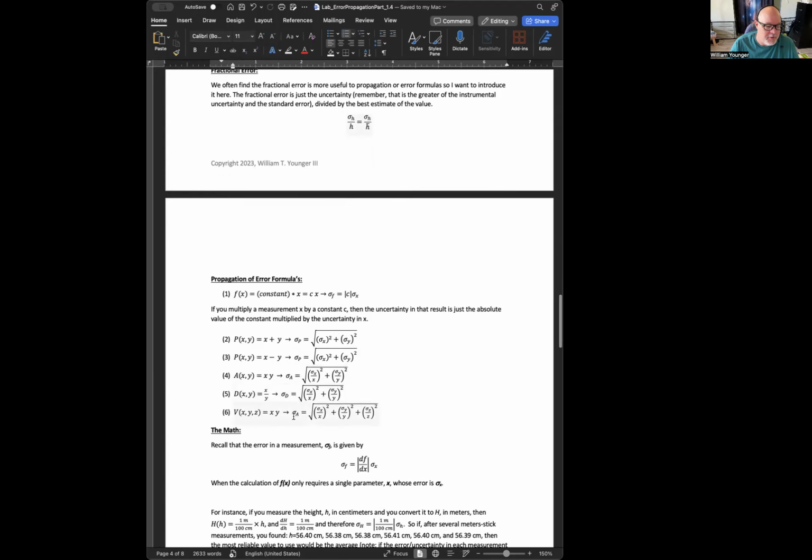So these are the formulas you would use for x times y, or for x over y, or for x times y times z. There's obviously supposed to be a z right here. That's another error that's not in it. I'll type it in now.